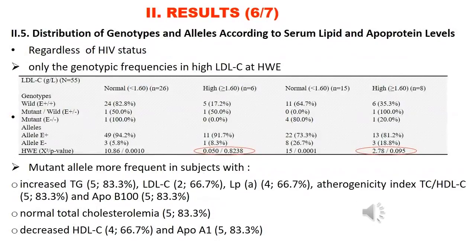Studying the EcoRI polymorphism according to serum lipid and apoprotein levels, regardless of HIV status, only the genotypic frequencies in subjects with high LDL cholesterolemia were at Hardy-Weinberg equilibrium. The mutant allele was more frequent in subjects with increased triglyceridemia, LDL cholesterolemia, apoproteinemia Lp(a), atherogenicity index total cholesterolemia divided by HDL cholesterolemia, and apoproteinemia B100. In those with normal total cholesterolemia and in those with decreased HDL cholesterolemia and apoproteinemia A1.